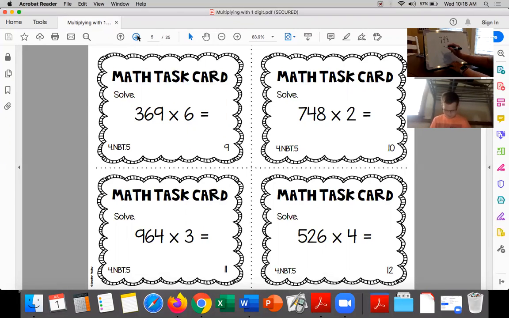So let's do 748 times 2. Okay, I want you to work that one for me real quick. Done. All right, what did you get? 1,496. Let's check. We always start in the ones place, just like when we're adding and subtracting. So 2 times 8 is 16. Bring down the 6, carry the 1. 2 times 4 is 8, plus 1 is 9. And 2 times 7 is 14. Awesome. 1,496.